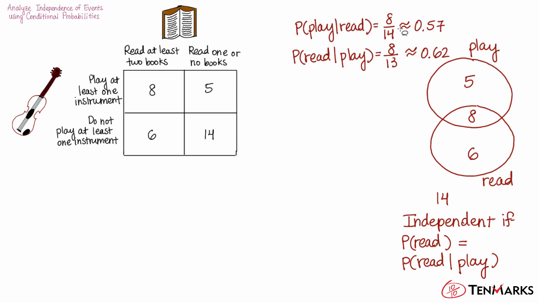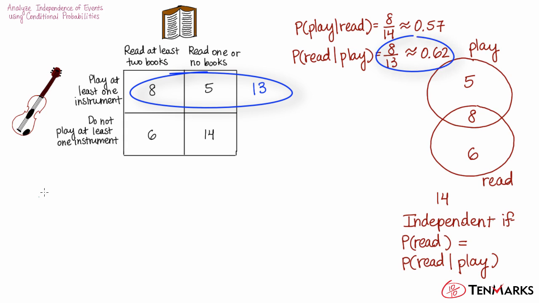We can calculate the total number of people who play at least one instrument, whether or not they read, which is 13. Once we do this, we see that the probability that someone has read at least 2 books, given that they play at least one instrument, is 8 out of 13, which is what you got from the Venn diagram. Try an exercise yourself.